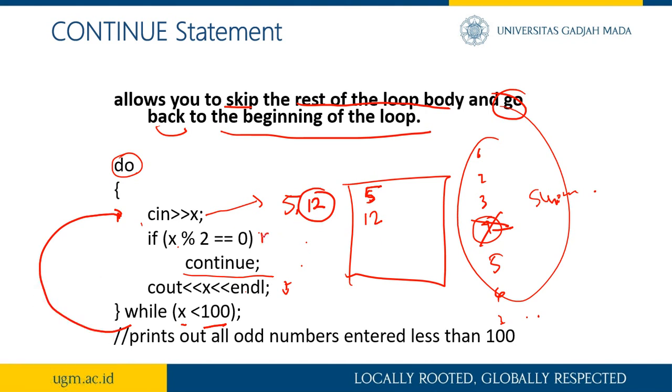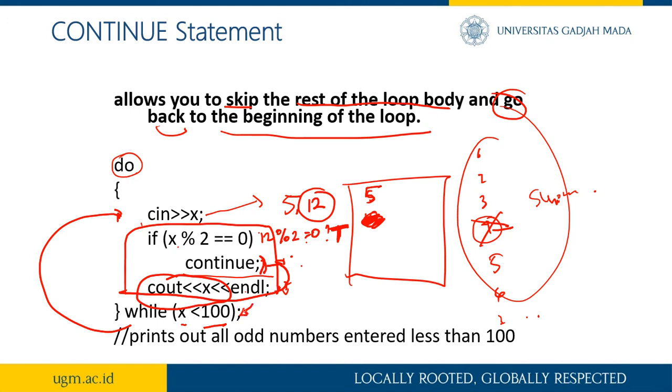Because this is 12, we will check is 12 modulus 2 0. Yes, it's true. So we just go with the continue. So this skips this number. We exit from this loop, meaning the whole body of the loop. We exit from this one, which means we skip the cout thing. So we will not print out the 12 because we skip the cout, and we go to the condition checker, and 12 is okay because it's still under 100. Then I will go into another looping again.